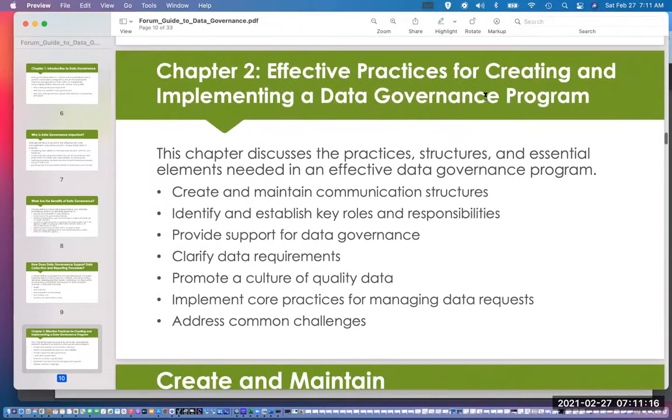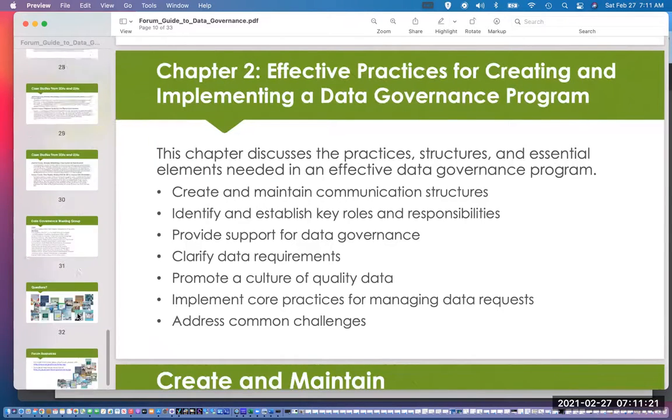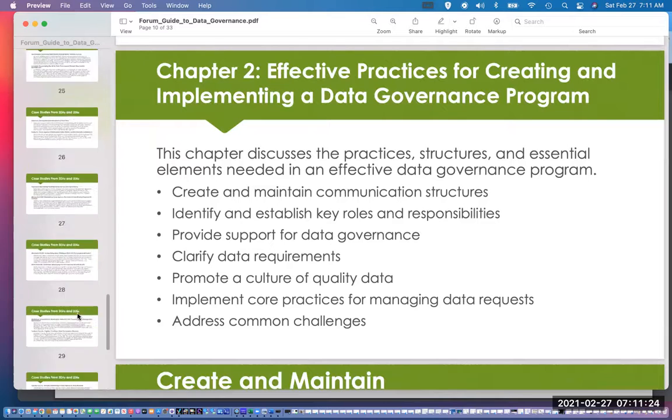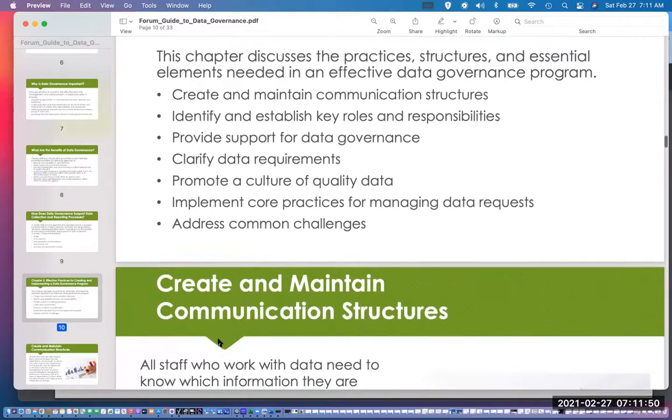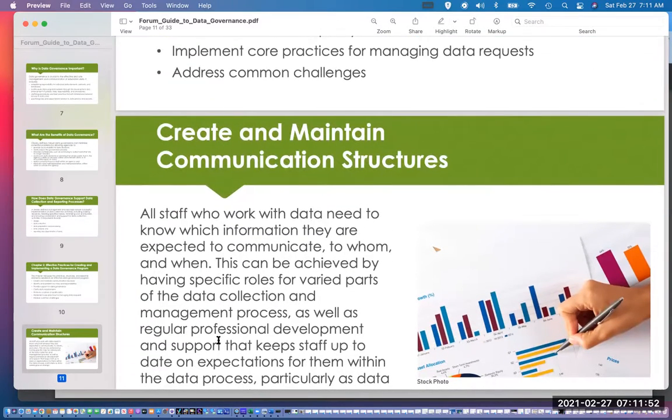Chapter 2: Effective Practices for Creating and Implementing a Data Governance Program. This chapter discusses the practices, structures, and essential elements needed in an effective data governance program. Create and maintain communication structures. Identify and establish key roles and responsibilities. Provide support for data governance. Clarify data requirements. Promote a culture of quality data. Implement core practices for managing data requests. Address common challenges.